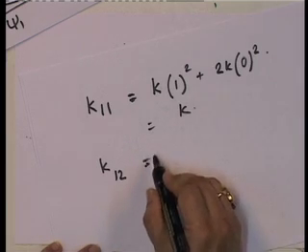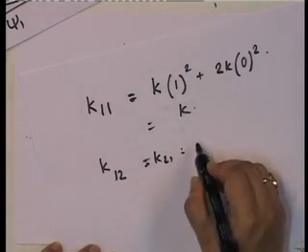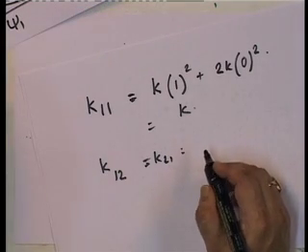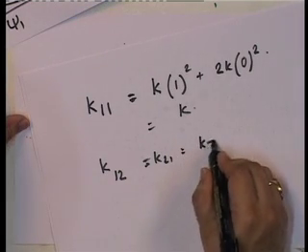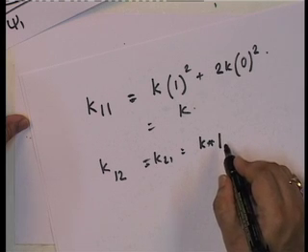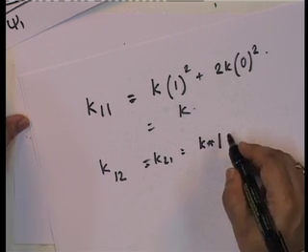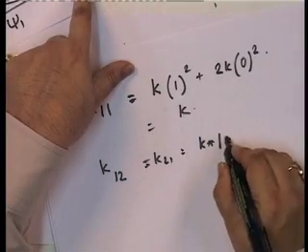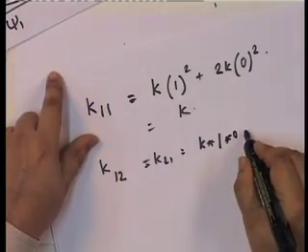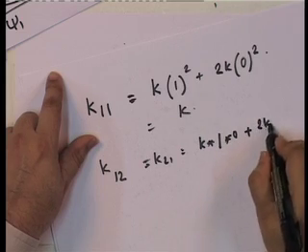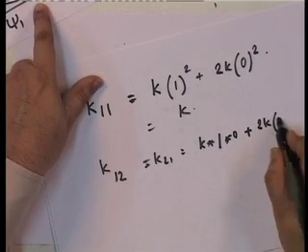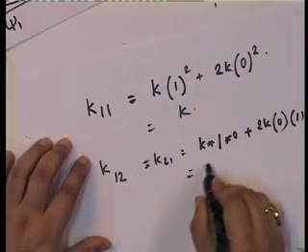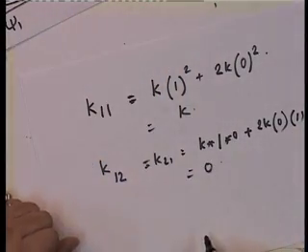k12, which is equal to k21, is the real one. So, this is going to be k into 1, into this. So, this is going to be 0 plus 2k into this, which is 0, into this, which is 1. So, what is k12? 0.